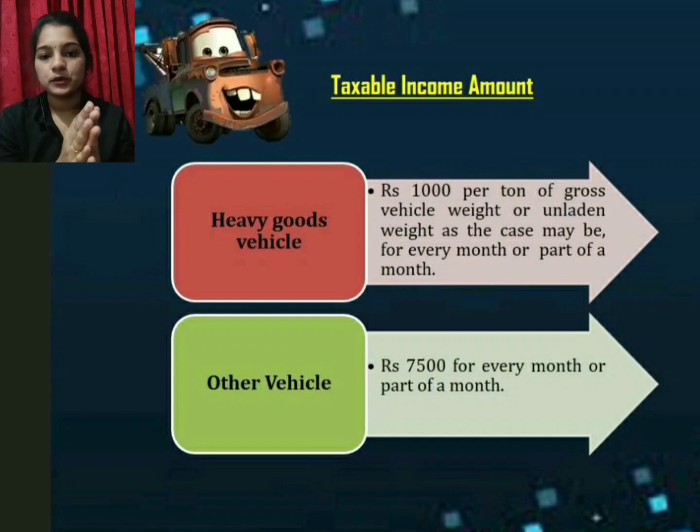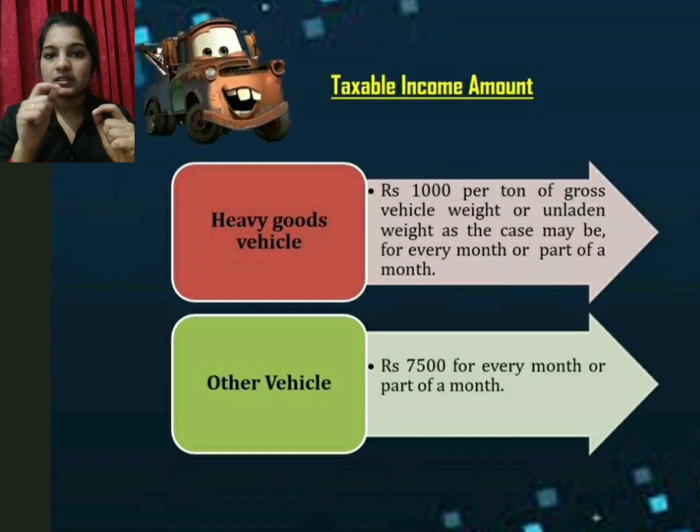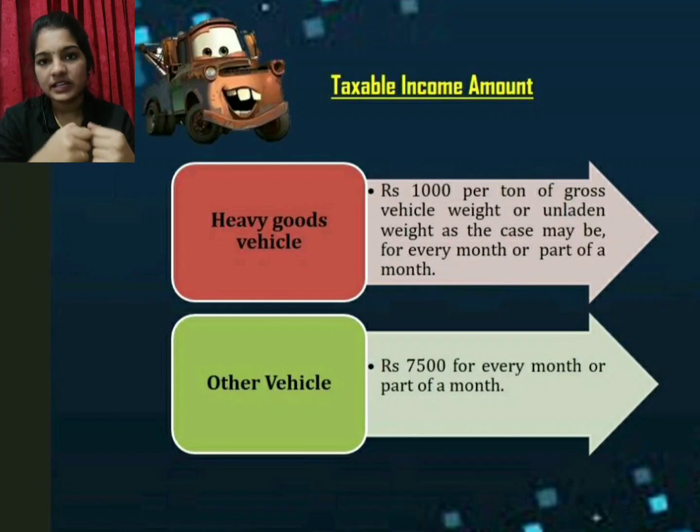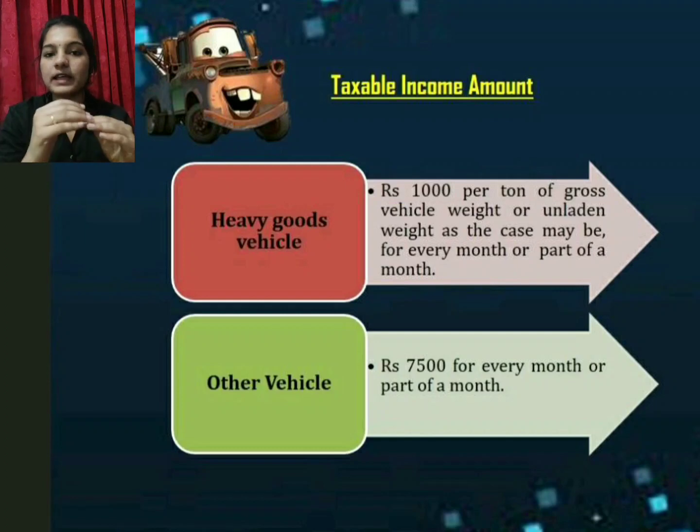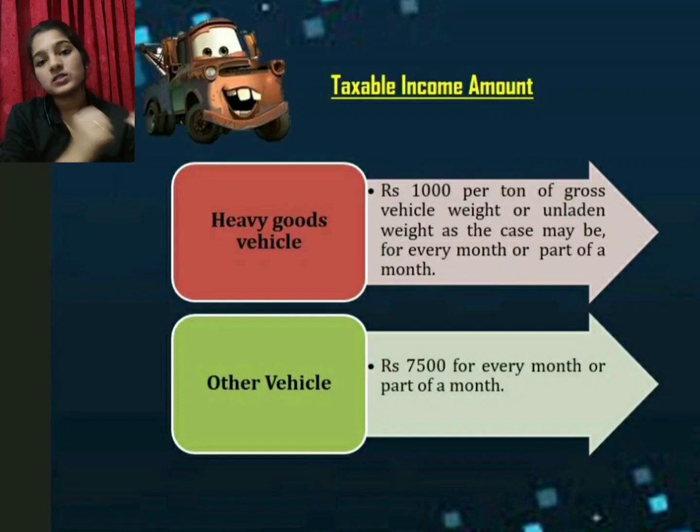So, there was a dispute whether to take the gross vehicle weight or the unladen weight. First, we have to understand what is gross vehicle weight and unladen weight. Unladen weight is the weight of the vehicle when it is empty, and gross vehicle weight is the weight of the vehicle when the goods are loaded. So, the CBDT has clarified that if the gross vehicle weight is available, then it should be taken, and if it is not available, then the unladen weight should be taken. And in case of other vehicles, rupees 7500 per month or part of the month.